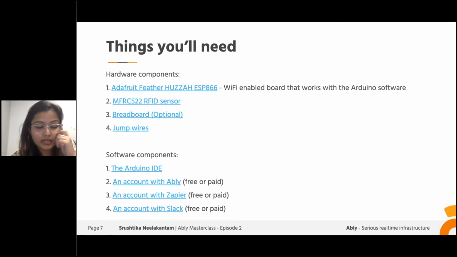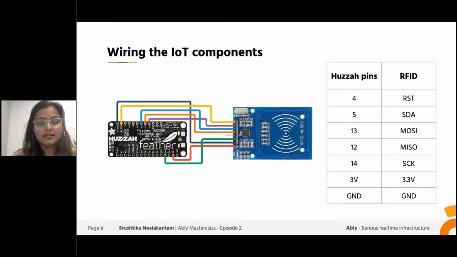So now that we know the things we need, let's get to the wiring of the IoT components. This is a pretty simple sort of wiring. This particular wiring is only applicable to this particular board, which is a Huzzah Feather. If you're using any other board, such as the Arduino Uno or a Raspberry Pi, a lot of things on the internet tell you how you can connect this particular component to that particular board. But in our case, these are just the Huzzah pins. As you can see, you can locate the Huzzah pins and then connect them to the respective pins on the RFID reader, and your component should be all set up.